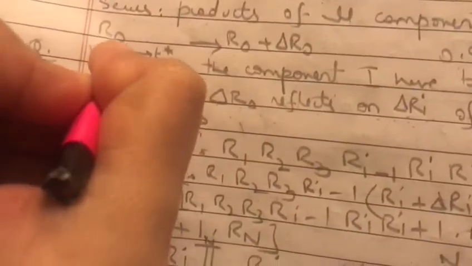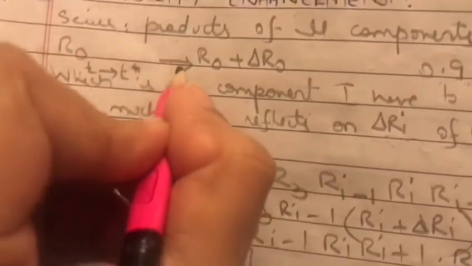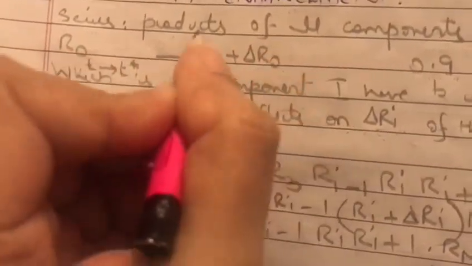So suppose we have a reliability R0 at time t. When we enhance our reliability, we enhance it at time t star. So what we get is R0 plus delta R0. This is the form that we enhanced.